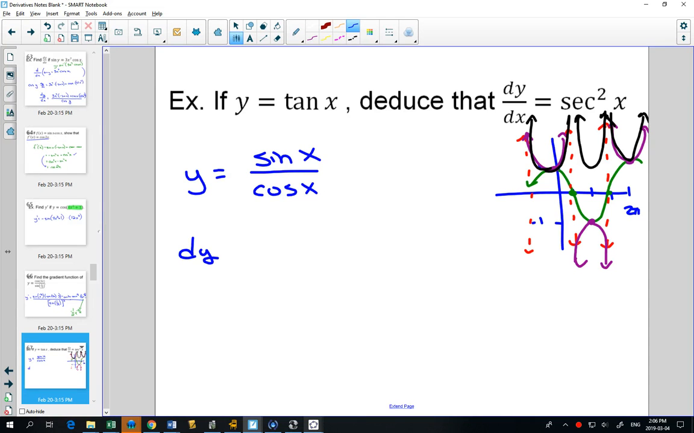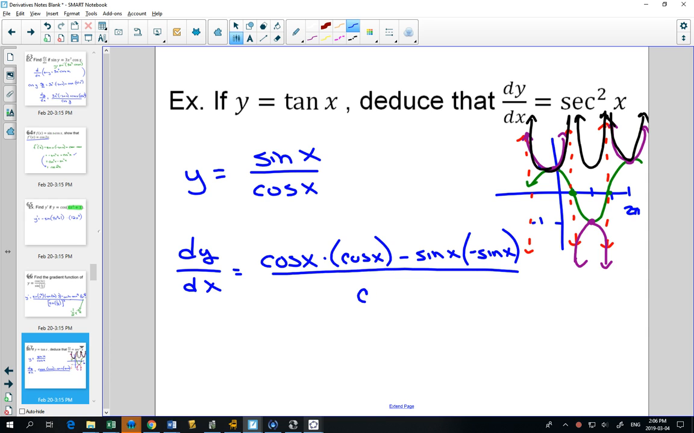Okay, let's see what happens. dy/dx. Quotient rule says keep the bottom the same, do the derivative of the top. Derivative of sine is cos. Minus keep the top the same, the derivative of the bottom is negative sine, all over the bottom squared. Is that obvious that that's secant squared? Not yet. It's close.